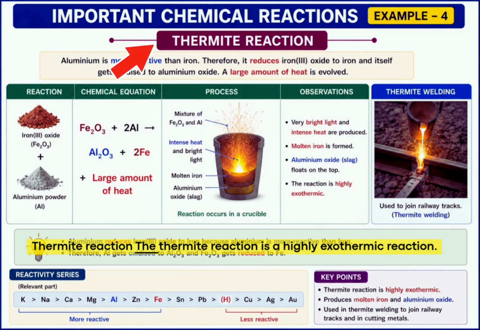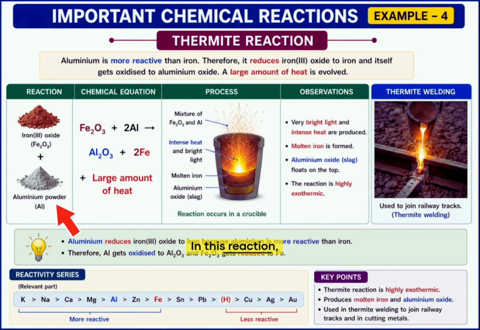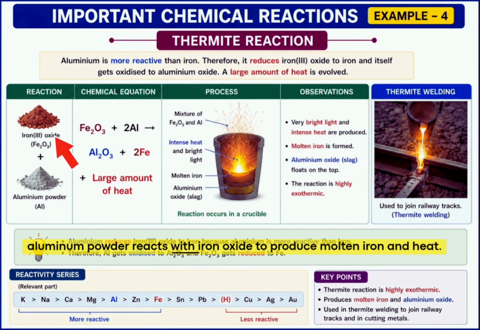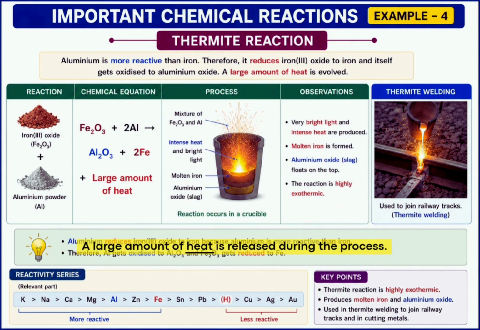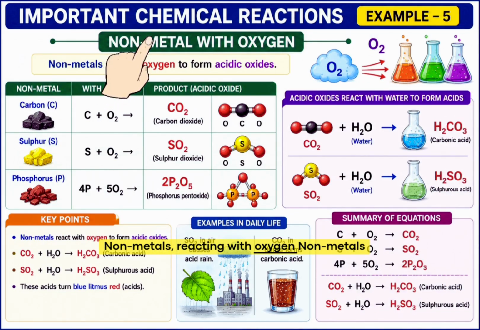Thermite reaction. The thermite reaction is a highly exothermic reaction. In this reaction, aluminium powder reacts with iron oxide to produce molten iron and heat. This reaction is used in welding railway tracks and heavy machinery parts. A large amount of heat is released during the process.